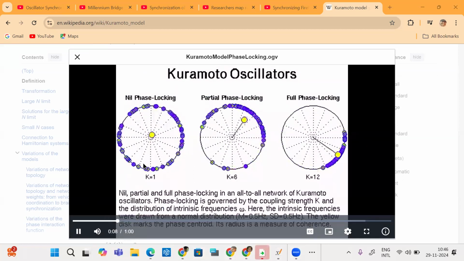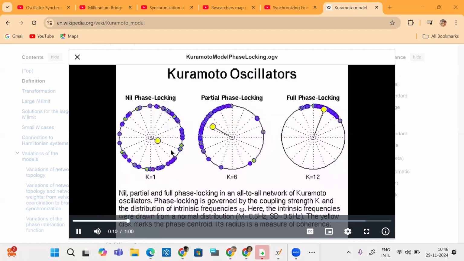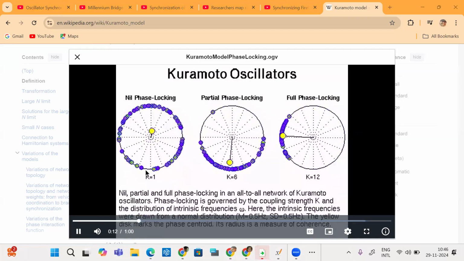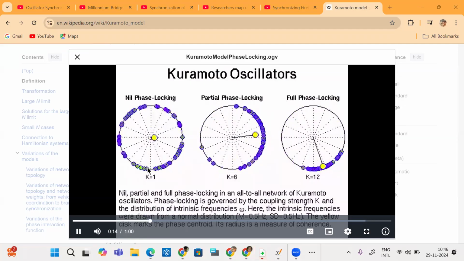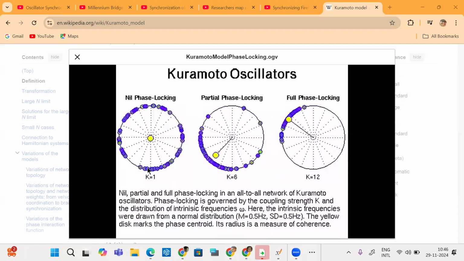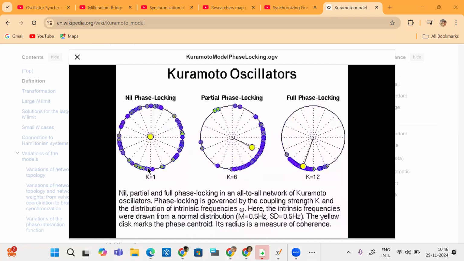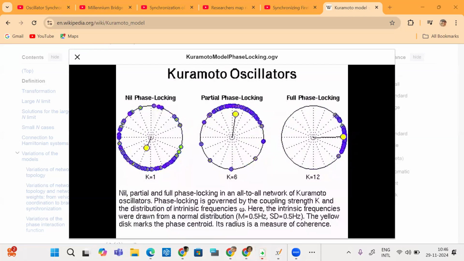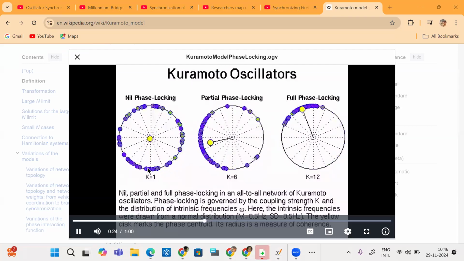So what he did is he took a circle and put a lot of points, a lot of oscillators, on the boundary of the circle, and let it evolve, let it flow. They cannot go anywhere. They have to be on the circle only. Okay, so you can see that after a while, these are the coupling strength, the K parameter.